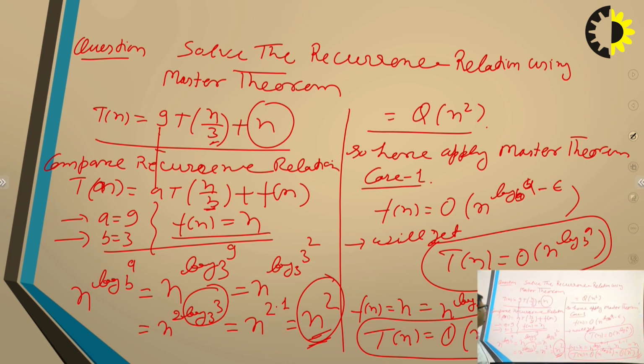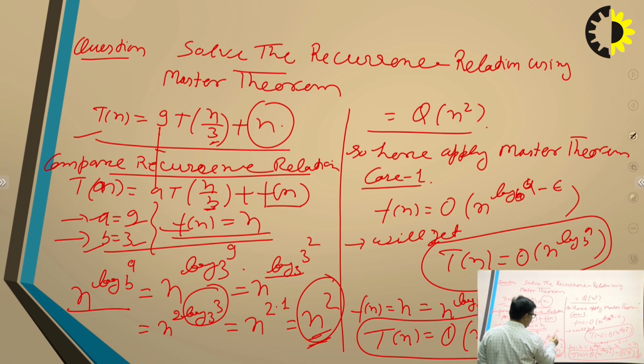I'll repeat again: this is the recurrence relation Tn equals 9T n by 3 plus n. So compare the recurrence relation Tn equals aT n by b plus Fn. a is equal to 9, b is equal to 3, Fn equals n. Then we consider n to the power log a base b, with a as 9 and b as 3, which gives n square.